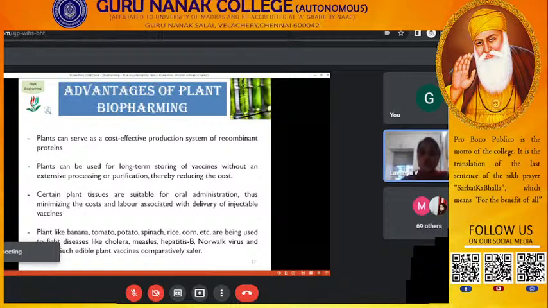Now certain plant tissues are suitable for oral administration, thus minimizing the cost and the labor associated with the delivery of injectable vaccines. And plants like banana, potato, spinach, etc. have already been used to produce vaccines against cholera, measles, hepatitis B, etc. And most importantly, these edible plant vaccines are known to be comparatively safer than the traditional counterparts, because in the traditional way, we either use live attenuated or killed virus as the vaccine.